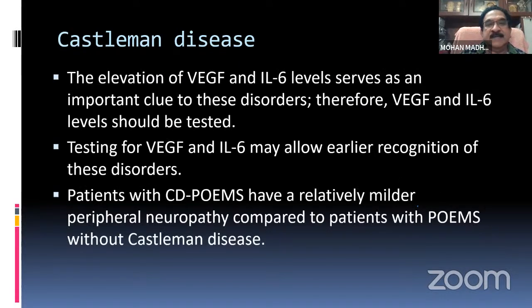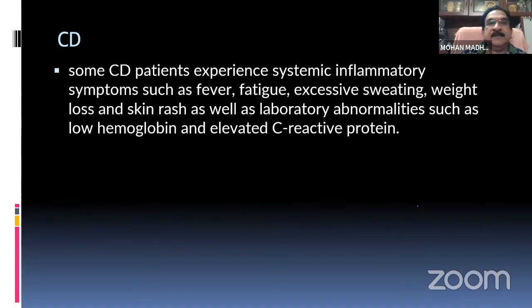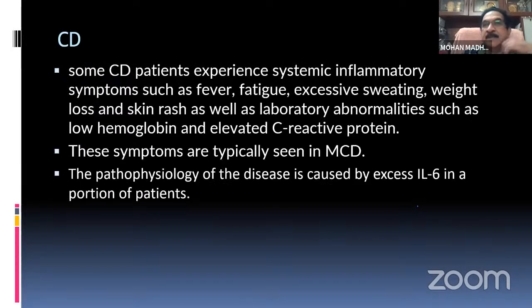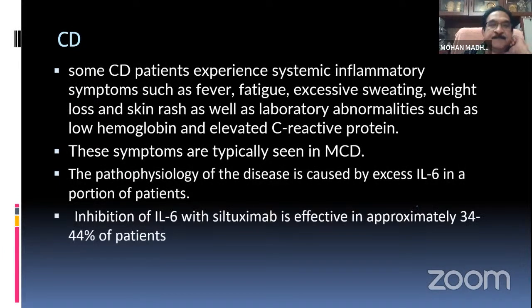I think I will skip that. Now, this is the thing which we are interested in. Some Castleman disease patients experience systemic inflammatory symptoms like fever, fatigue, excessive sweating, weight loss, skin rash, as well as laboratory abnormalities such as low hemoglobin and elevated CRP. They are seen typically in multicentric Castleman disease. And this is thought to be caused by the excessive IL-6 in a portion of the patients.